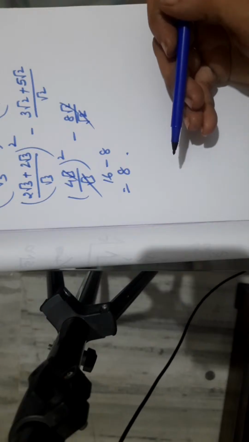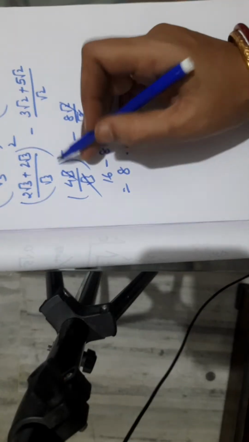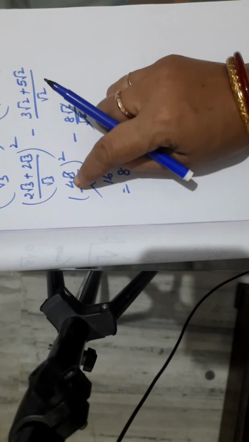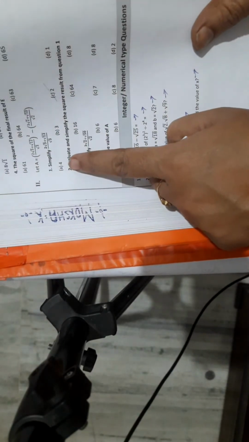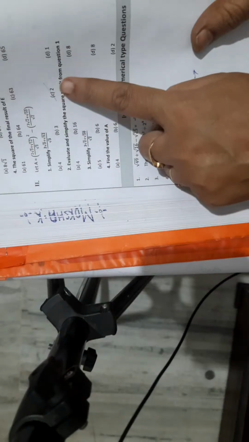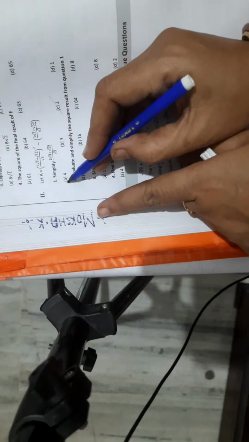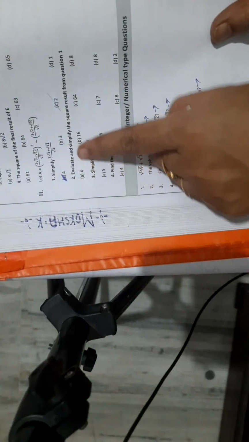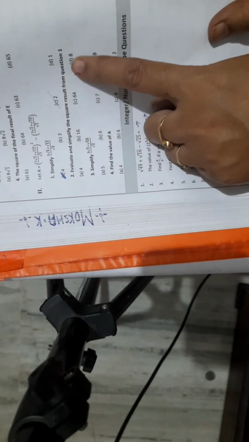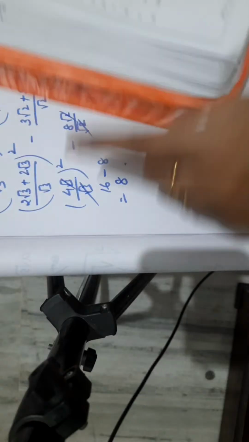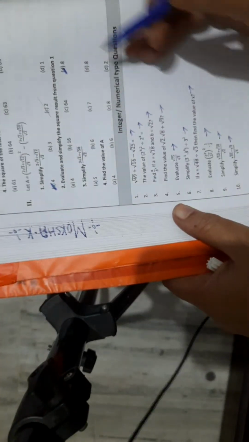4 root 2 upon root 2, plus 2, is 4. Okay, without square they said. So without square, the answer will be 4. First option, the answer will be 4. You wrote 2, the answer will be 4 here. Next, evaluate and simplify the square result of question number 1. So when we simplify, we get answer as 8. The second answer is 8.